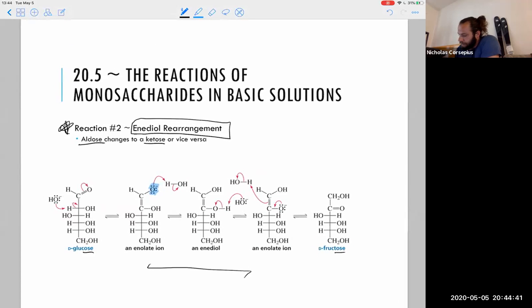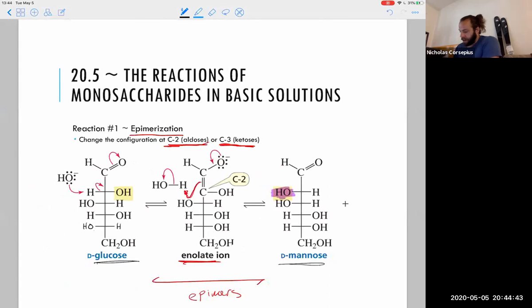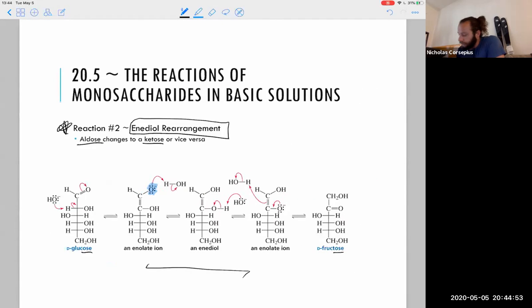Again, for our epimerization, this kind of goes with what we've seen before, where we have our enolate ion and we have that double bond acting as a nucleophile. For these enediol rearrangements, it's something that we hadn't really seen before, where we have that charged oxygen acting as a nucleophile.